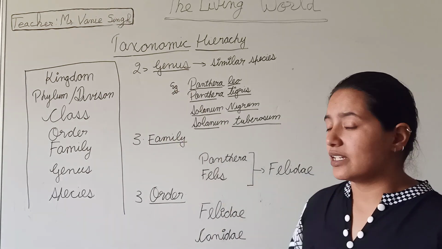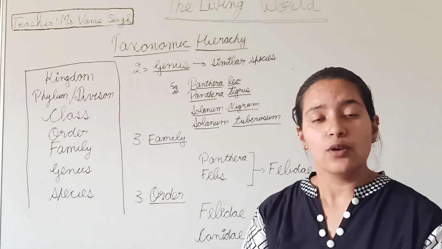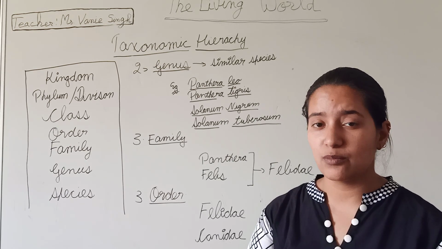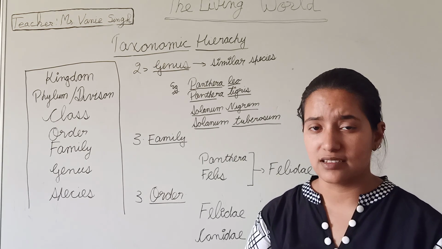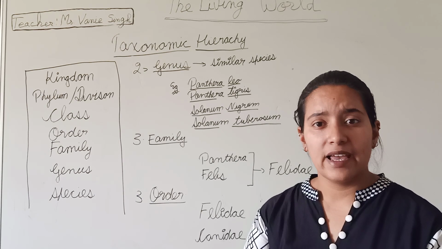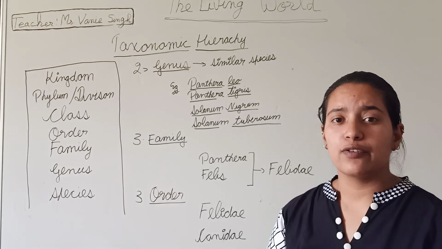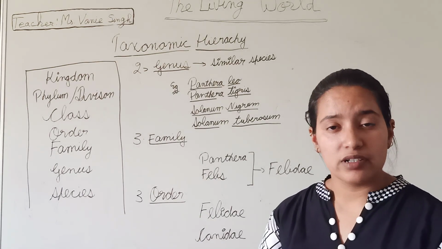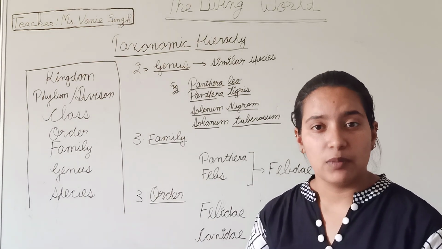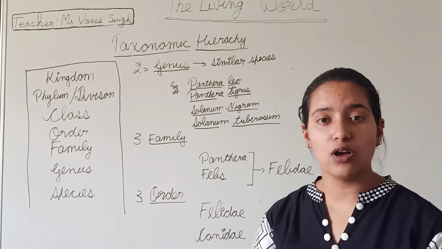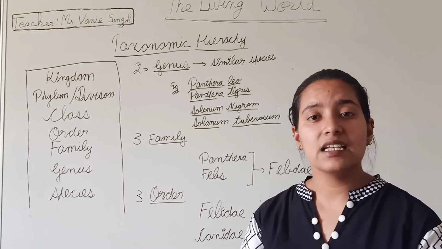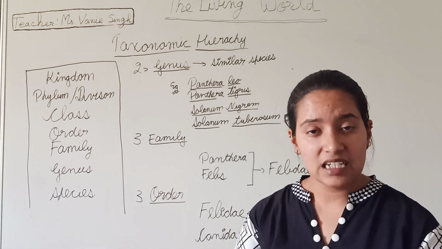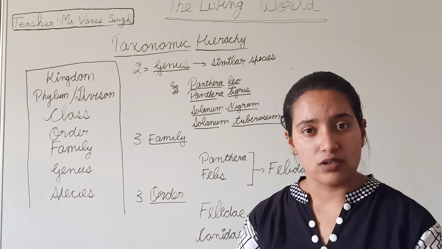Next, family. What is family? When there are similar genera. So here we can take the example of Panthera and Felis. Both Panthera and Felis belong to the family Felidae. Next, order. What is order? When there are similar families. Here we can take the example of Felidae. Felidae is the family of the cats and Canidae is the family of the dogs.